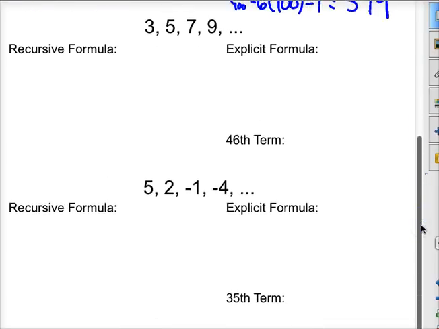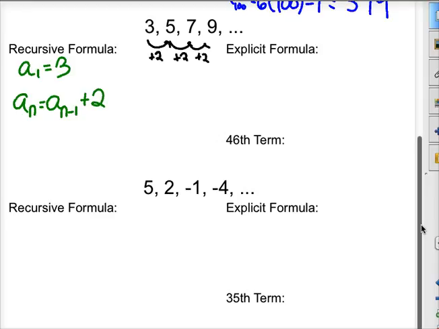Well, let's take a look at this one. So this time, to go from term to term, it looks like I'm adding 2. So my d this time is going to be 2. So recursively, all I have to do is note what that first term is, and then I state that for any term, I'm going to take the previous term and add 2 to that. And again, that's it recursively. That's all I have to do.